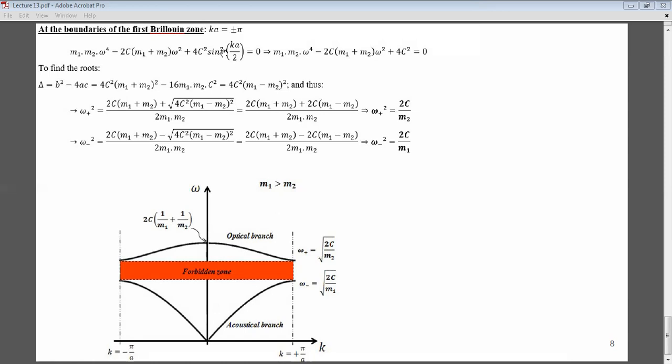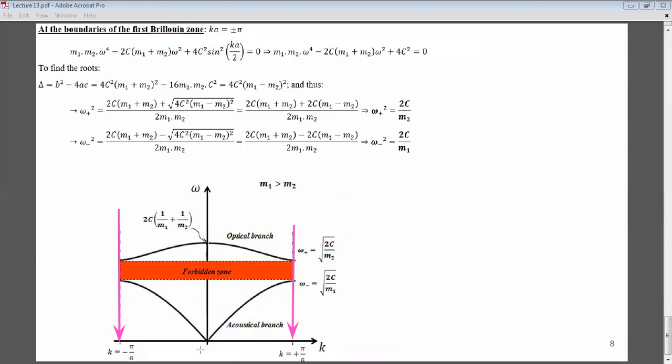So this is what's happening here at k equal to plus pi over a and k equal to minus pi over a. I have two values. One of them is the square root of 2c over m2, and one is the square root of 2c over m1. The optical branch is what we see up here. This is the omega plus, which is 2c into (1 over m1 plus 1 over m2).